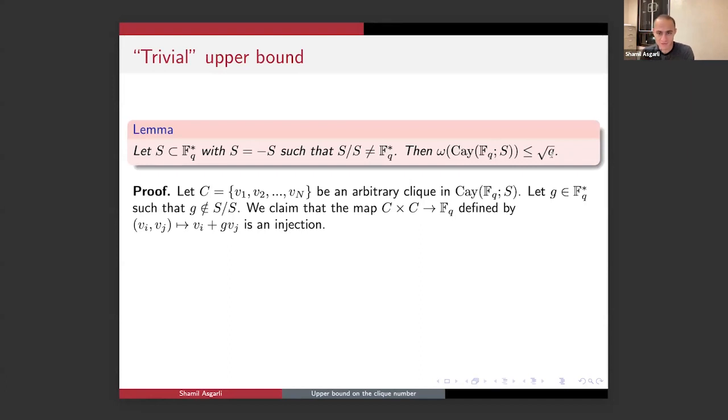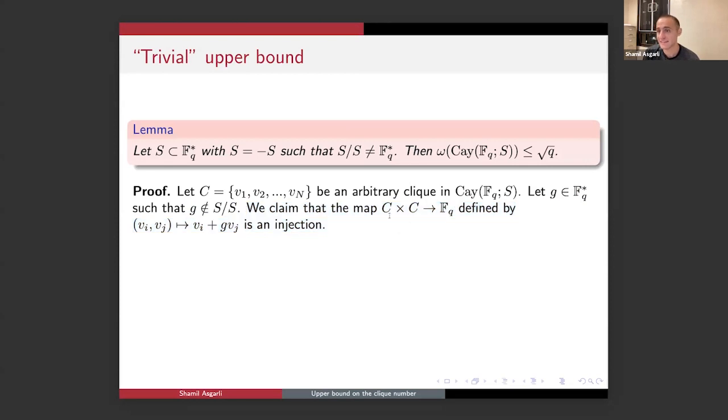And the proof is the same proof as I showed. So you let C be any clique in this Cayley graph, and you let g be any element such that g is not in S divided by S. This is possible because by assumption, S divided by S is not all of F_q star. Then we look at the map C cross C to F_q, defined by (v_i, v_j) goes to v_i plus g times v_j. And we claim that this map is an injection.